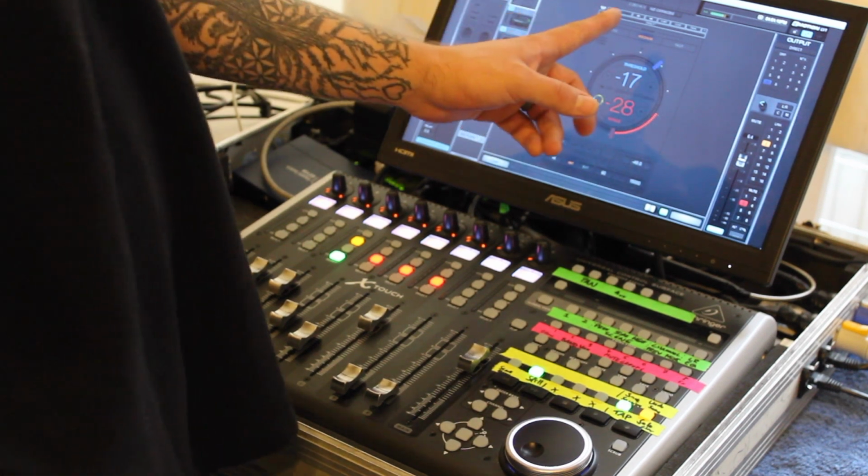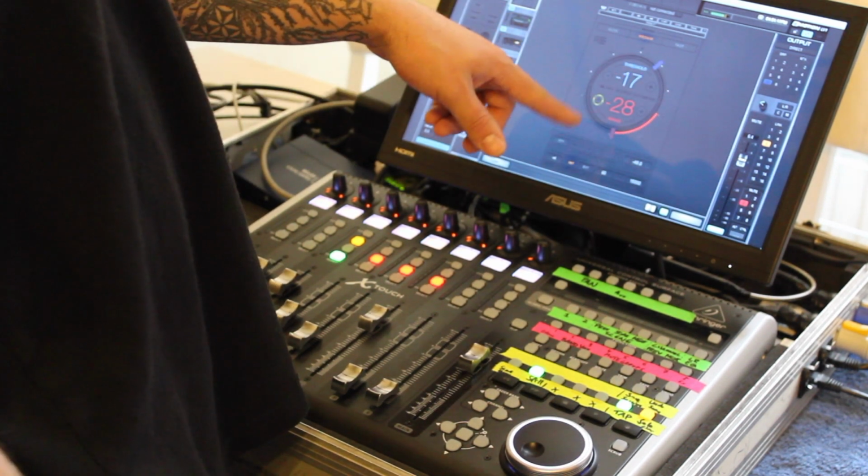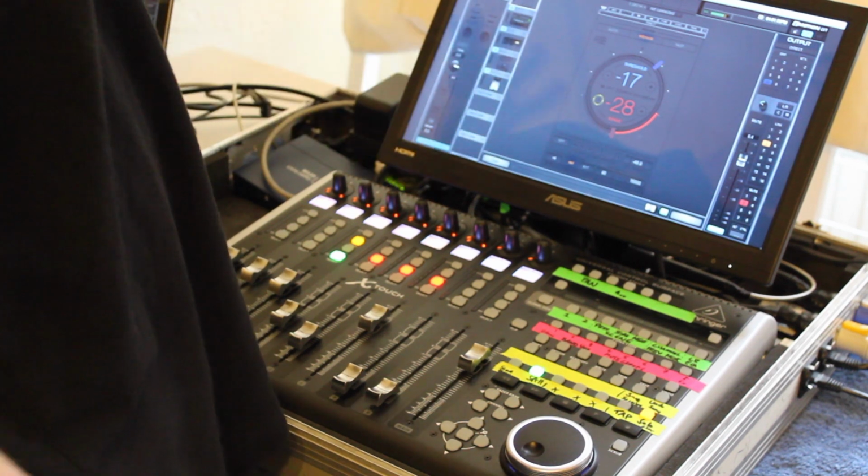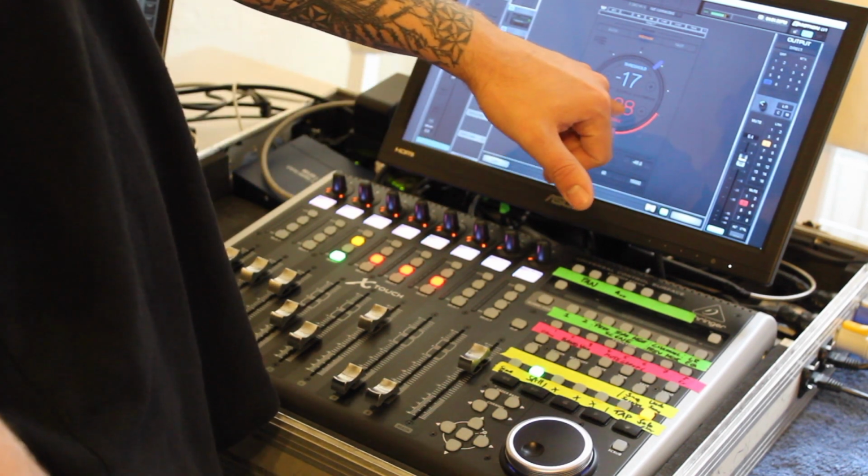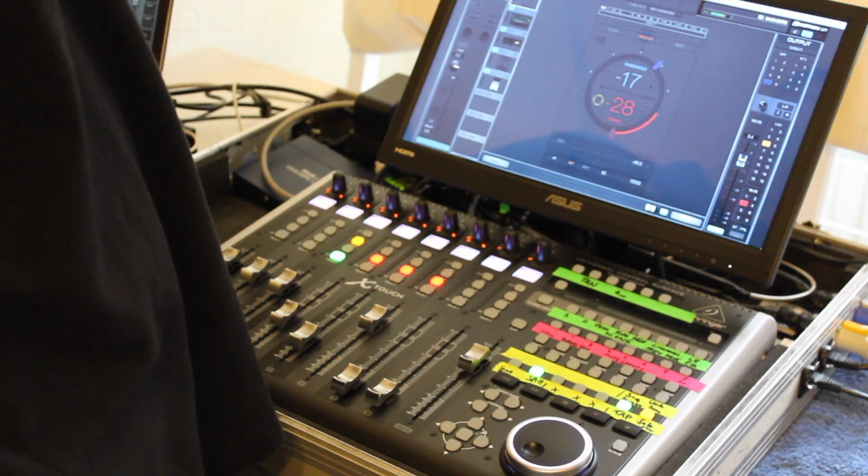So what I've done, it's a bit like a gate, but a gate would be all the way in. This is kind of like not all the way in, so it's only taking out minus 28, whereas a gate would take out down to infinity.